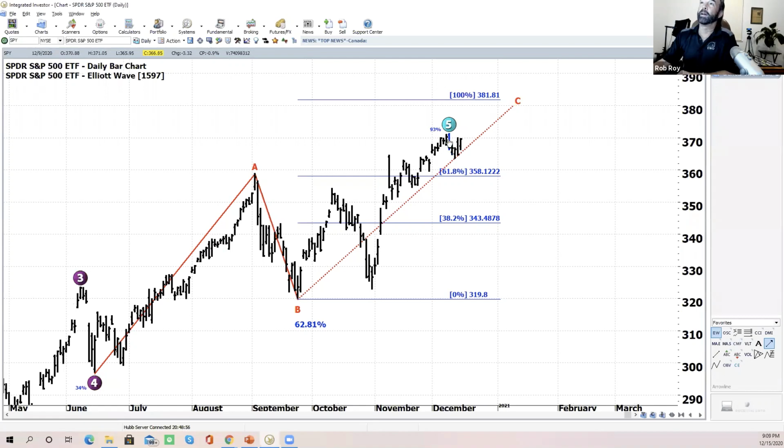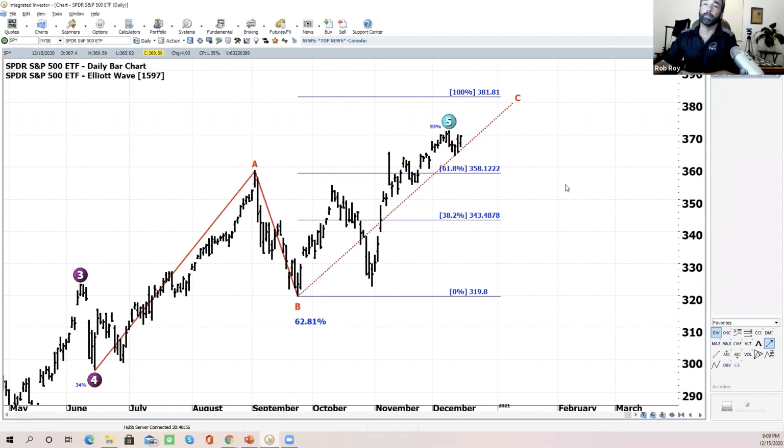But until we take out that high of the 9th, that pivot point high, there's still a potential that we come down and test this 61.8% fib extension level again. That will be key if we do come down there as to whether we hold that or not. If we hold that and move back up, that's normal. That's absolutely normal Elliott wave Fibonacci action. But if we break below that, especially with that A high here back in the beginning of September, then that's a whole different scenario. But until that happens, we're still looking at that 381 level.